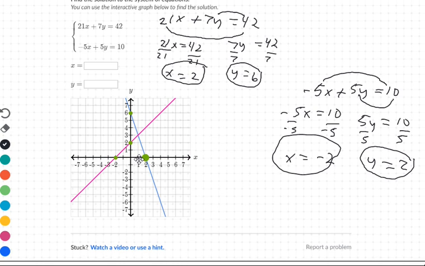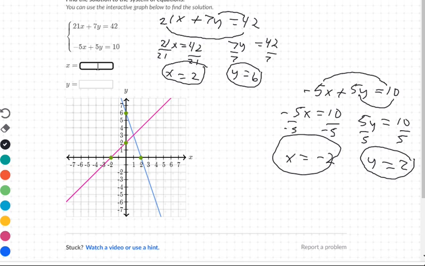Right here we can see we're going to go over 1. So you start here, you go to the right 1, and then you go up 3. So we go 1 on the x, and then 3 on the y. So let's go ahead and check this.